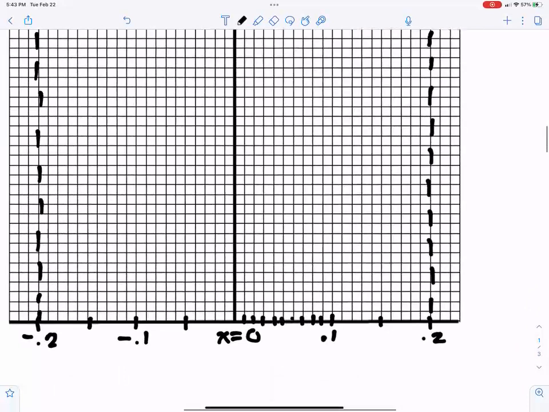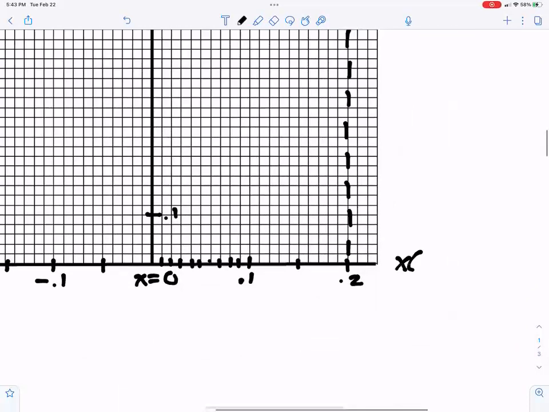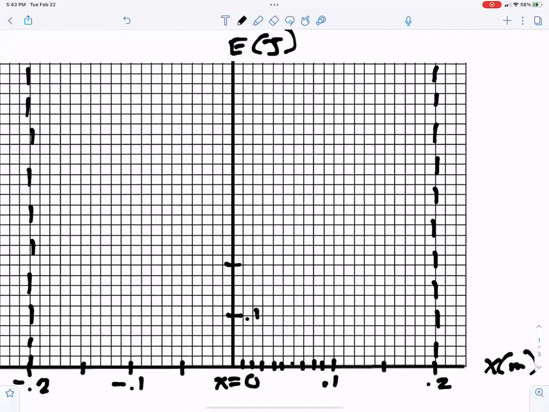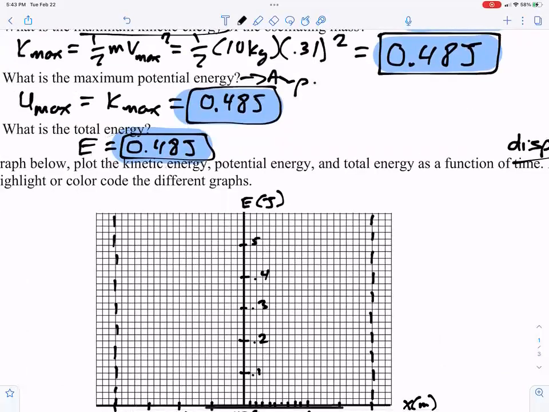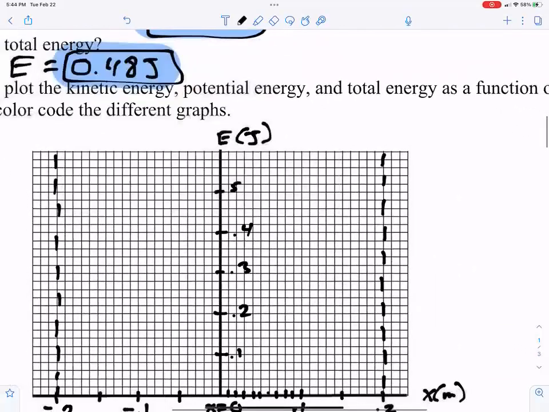So let's create our scale. We can go every 5 boxes up. So 0.1, this would be energy in joules. So energy in joules on the y-axis. This would be position in meters on the x-axis. So we can go 0.1, another 5 boxes up, 0.2 joules, another 5 boxes up, 0.3, another 5 boxes up, 0.4, and then 0.5. And you can see you're plotting 0.48, which is just a hair south of 0.5. So let's make a line. Okay, here's our total energy. Total energy as a function of position would be a horizontal line all the way across.